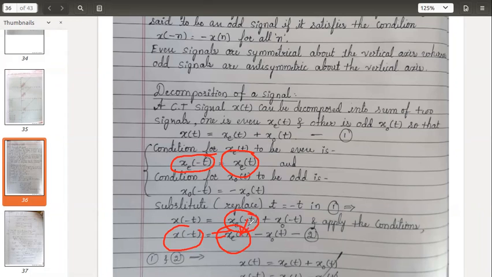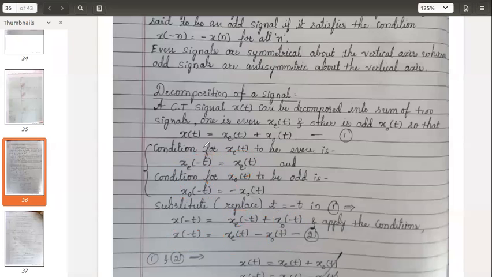This is the condition for the signal to be even. Plus, actually it is plus only, xo of t. What about xo of t being odd? The signal will become negative. So the negative sign has come here. So minus of xo of t.